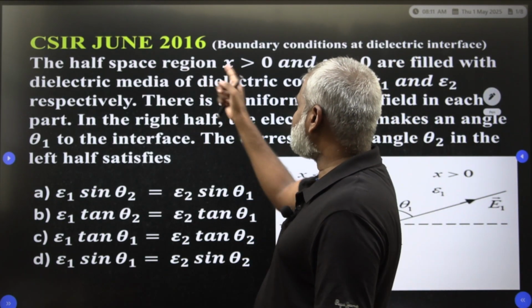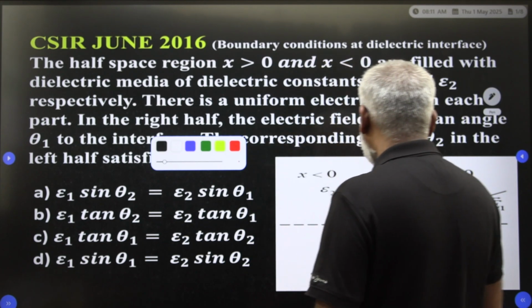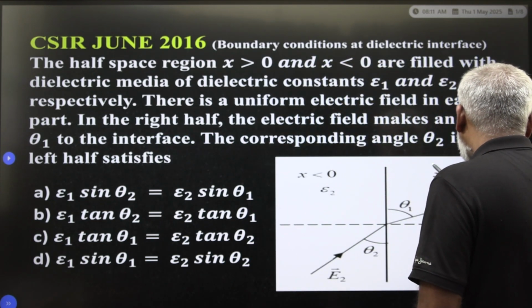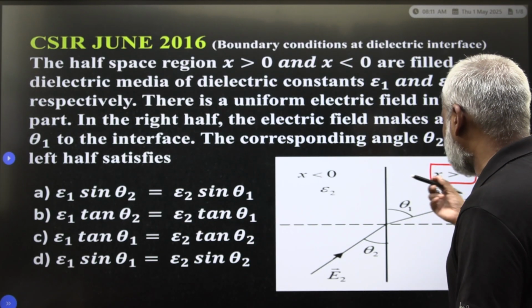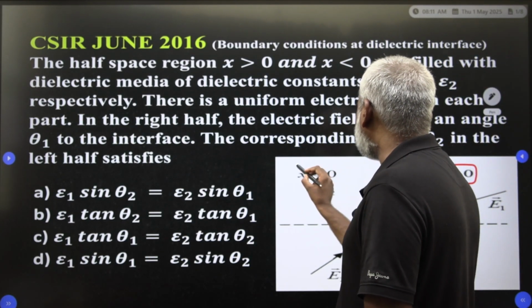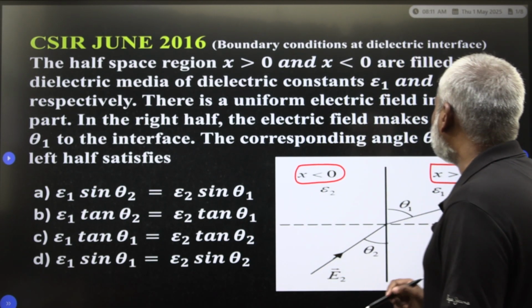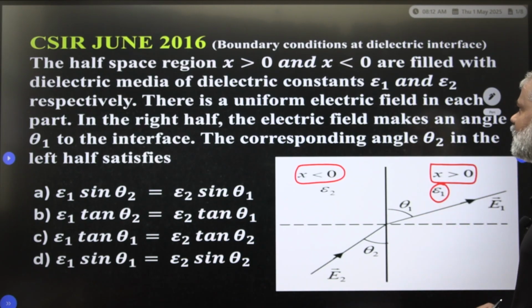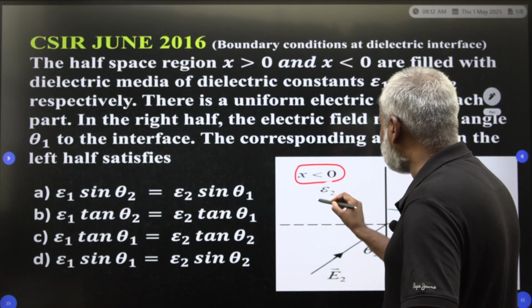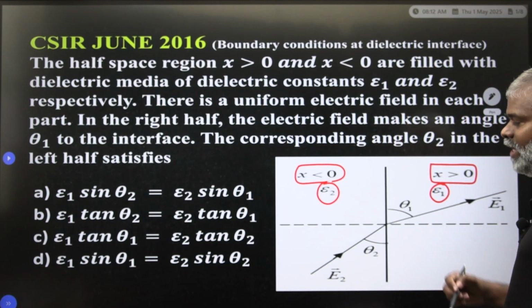So there is a half-space region where x is greater than 0, and another half-space region where x is less than 0, filled with dielectric media of dielectric constants. This one is epsilon 1, the dielectric constant, and this one is epsilon 2, another dielectric constant, respectively.